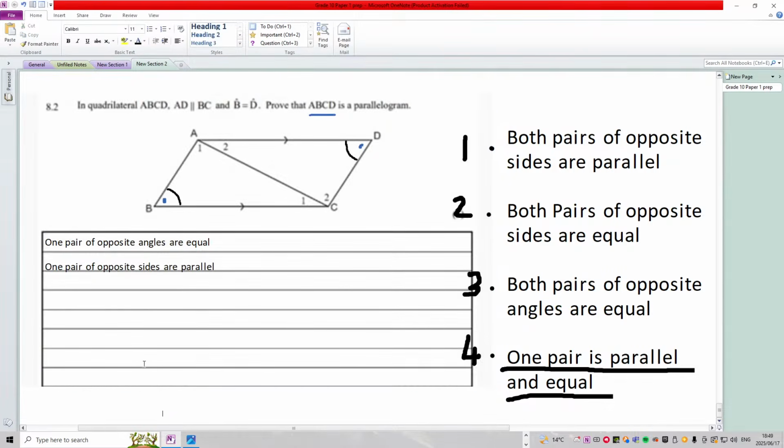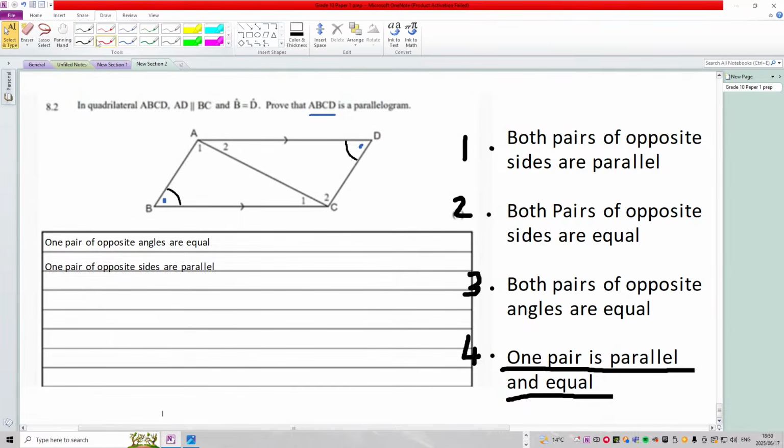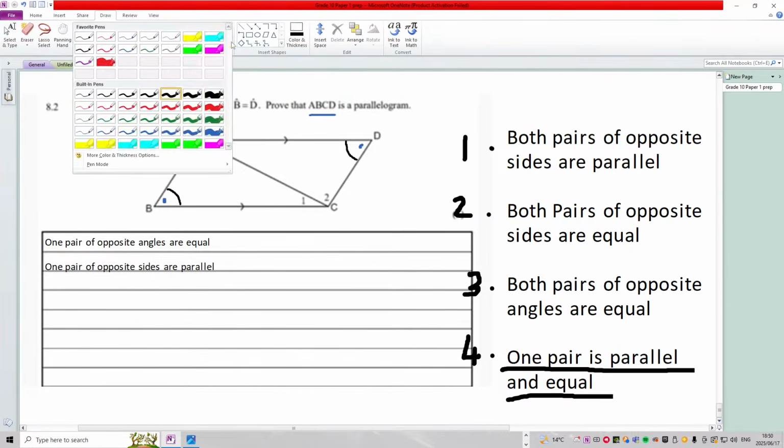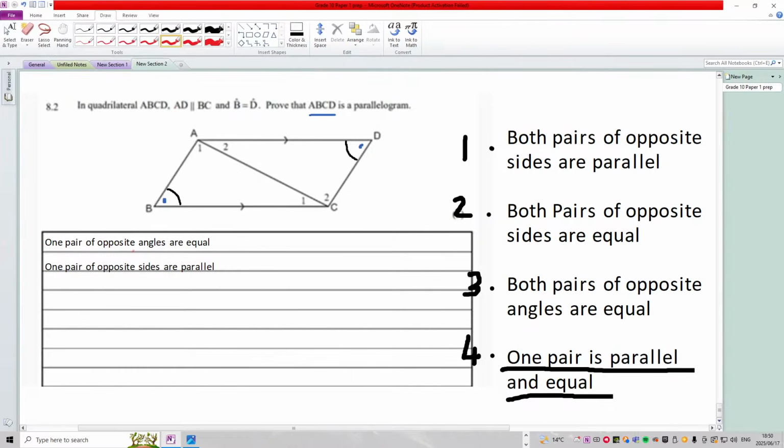Okay. So if we look at the information here to be able to prove that this is a parallelogram, we have angles, we have sides, equal angles, we have parallel sides. If we look at number 2, both pairs of opposite sides are equal, there's no equal side so far that's been proven. This number 2 is going to be difficult to prove. It's going to be a lot of work. It's better to work from one of these two.